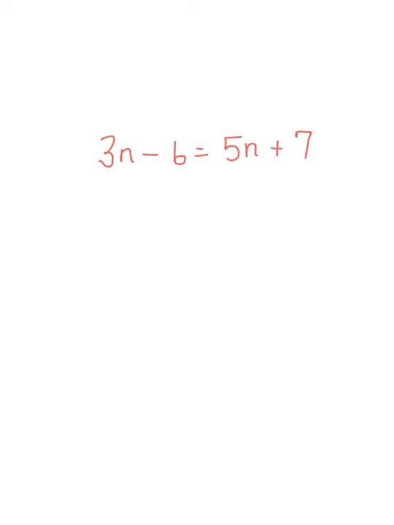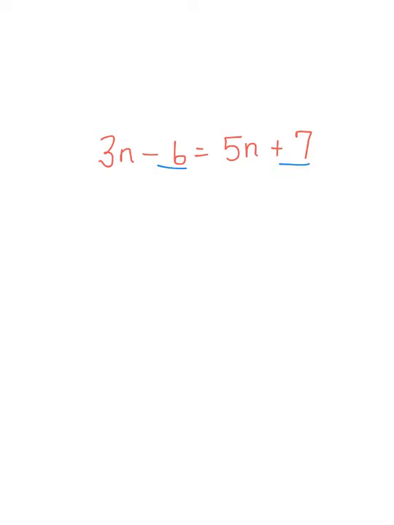So let me just pull up another example. I have 3n minus 6 equals 5n plus 7, and I want you to think about leaving the numbers alone. Again, let's leave the 6 and the 7 alone. Let's think about moving the variables first. As we do that, which one would be better for us to move first?